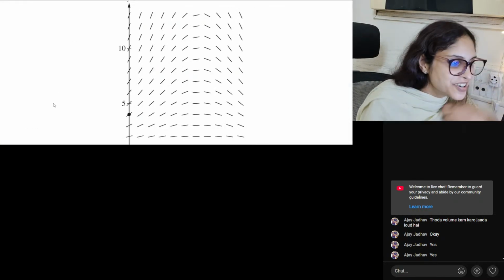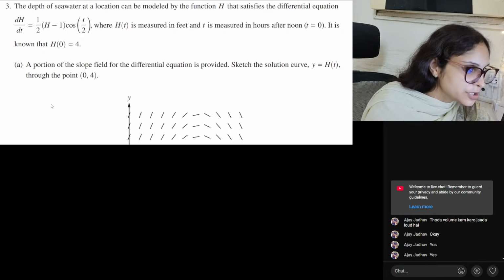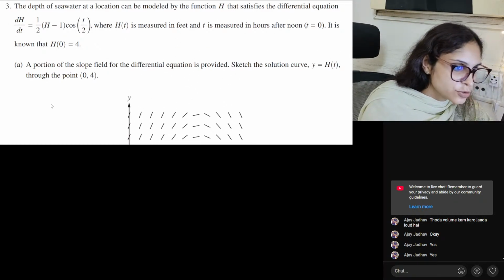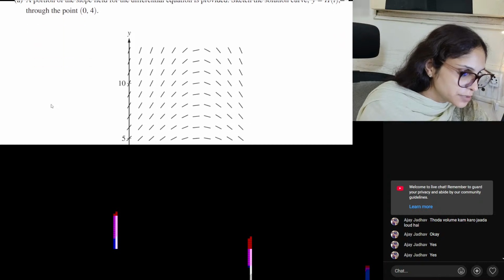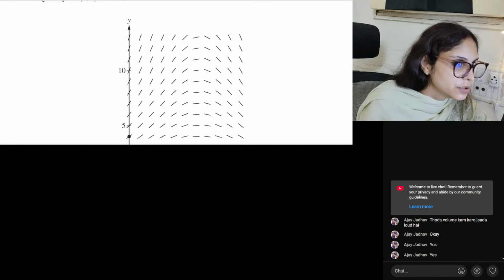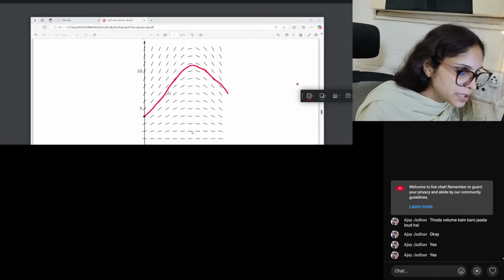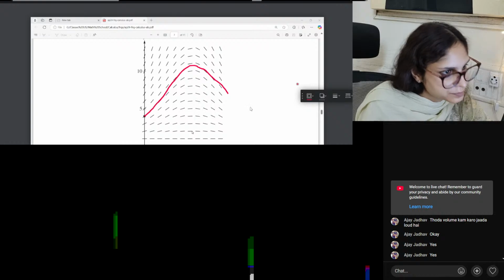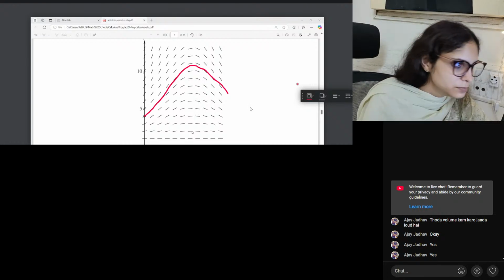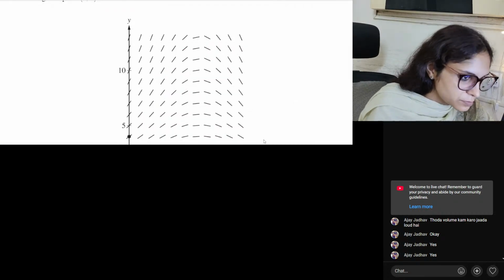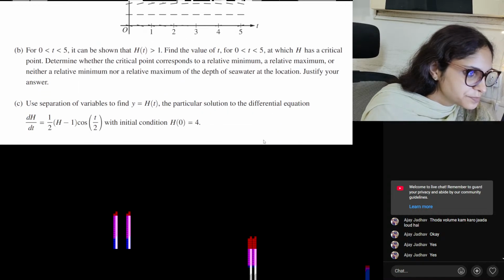Sorry. And now that is it. We are done with part A. In part A, you just have to sketch the solution curve that we have done. It starts from here and you just keep connecting the dots. Now we'll start with part B.